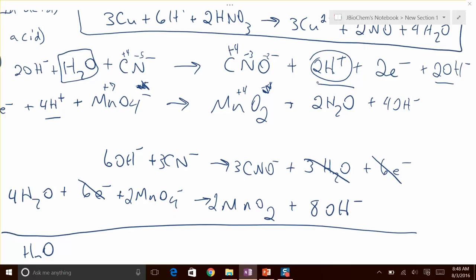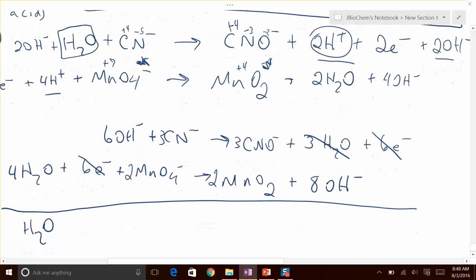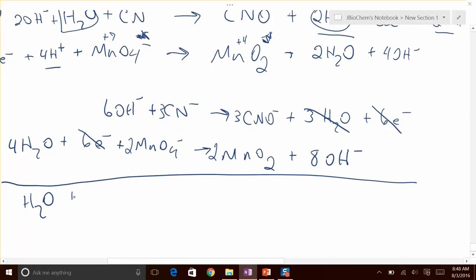I did the same thing here. I had two waters over there. I formed four waters over here. I canceled two of them. That left me with two. But then I multiplied it by two, and now I have four H2Os. Now I cancel one of them over there, three of them over there from here, and I'm left with one H2O right here.